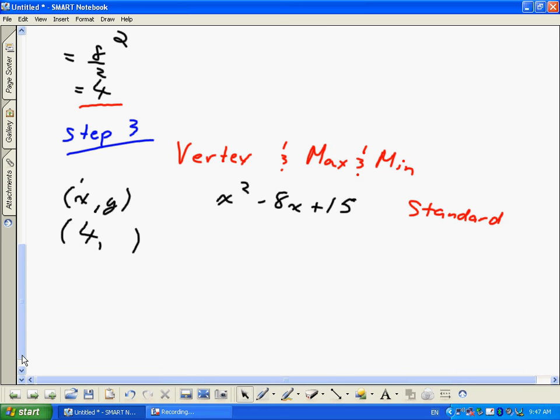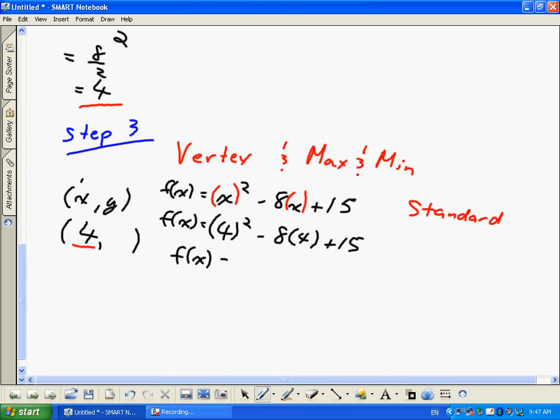So, I'll do it in standard form first, then I'm going to do it in our factored form to show that we get the same answer. So, we take this x value of 4, and I plug it in for all of the x's in our equation. So, our next line is going to say 4 squared minus 8 times 4 plus 15. And don't forget our f of x at the front of the equation.